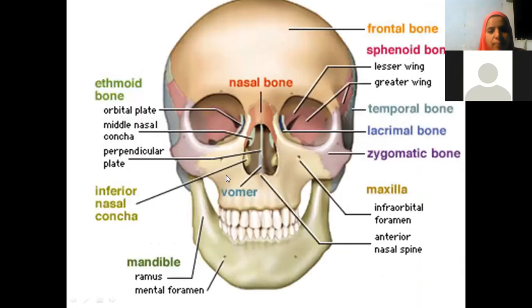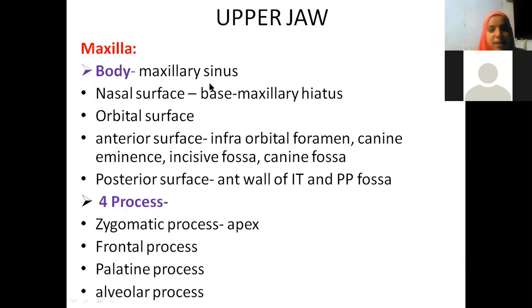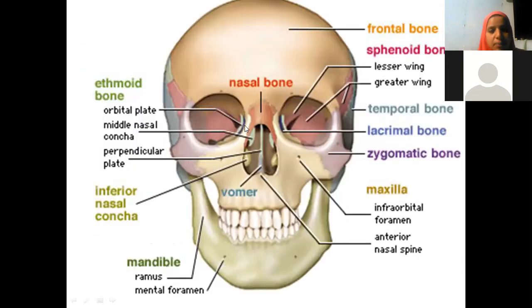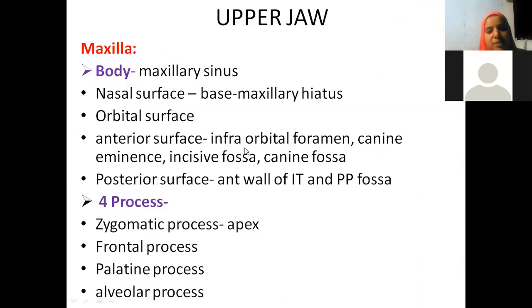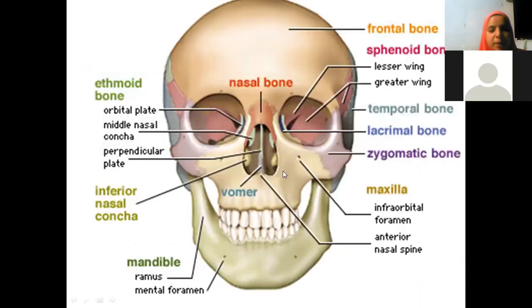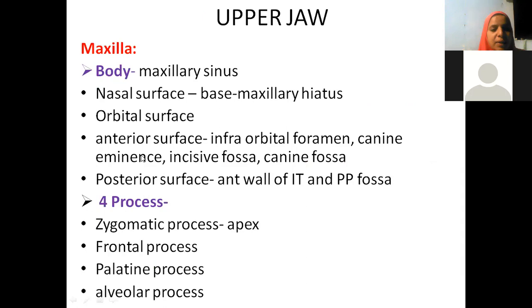So this is the upper jaw, also called the maxilla. These are the alveolar processes. It has the maxillary air sinus, I told you. The nasal surface is forming the base of the maxillary hiatus, the maxillary air sinus. It has an orbital surface, this one in cream color. Then it has the anterior surface, with the infraorbital foramen through which infraorbital vessels and nerves come. This area will be the canine fossa, where we have the canine teeth. Just above, you have a fossa, the canine fossa, and the incisive fossa.